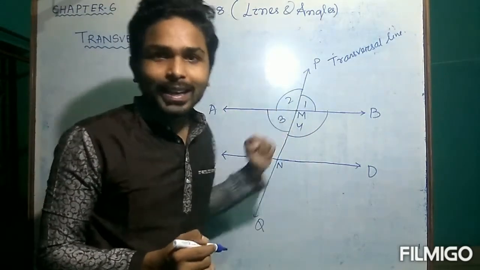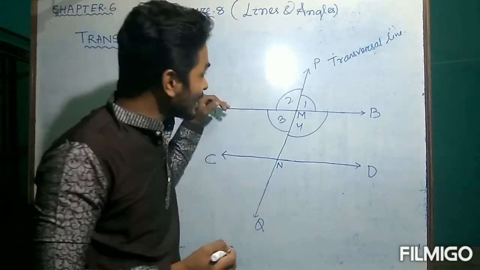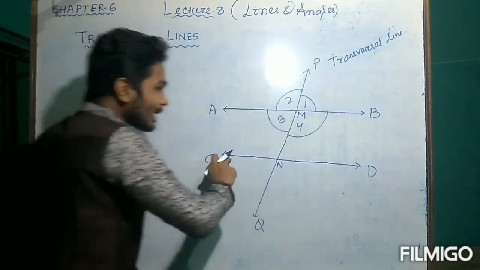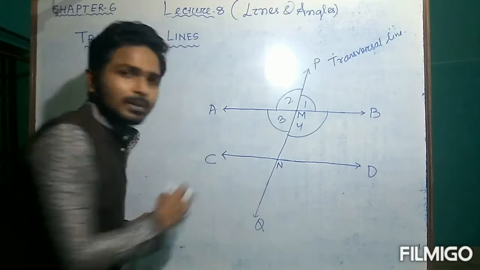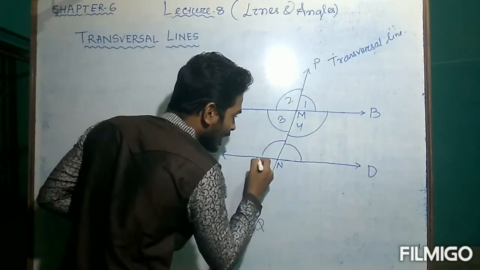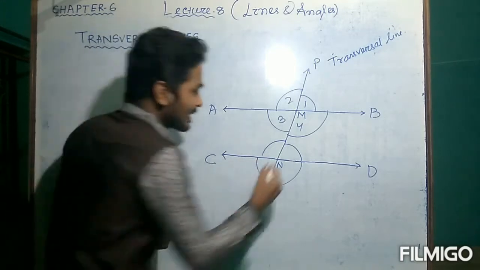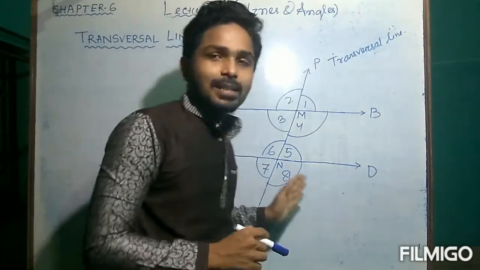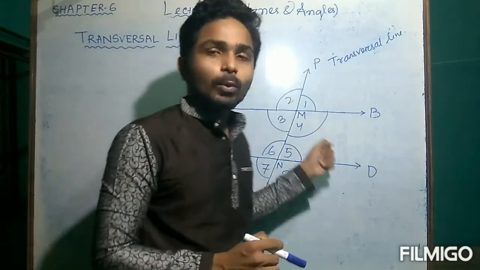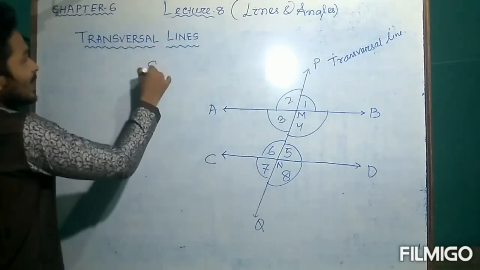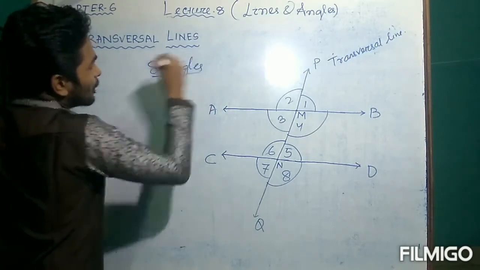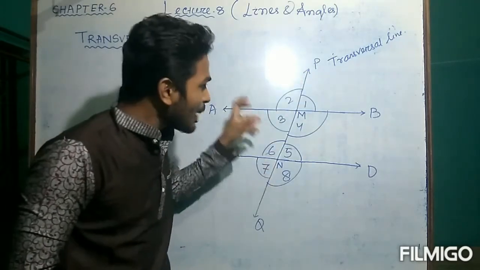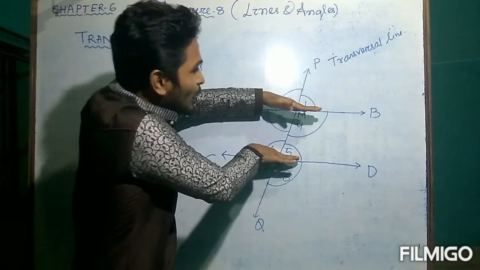So here you have 4 angles formed by the transversal line when it intersects the line AB at the point M. Similarly, when the same line PQ intersects the line CD, then here how many angles are formed? Here also we have 4 angles. This is 5, 6, 7, 8. So whenever a transversal line intersects two other lines, then totally 8 angles are formed. Now you can see out of the 8 angles, there are some angles which lie outside these two lines.